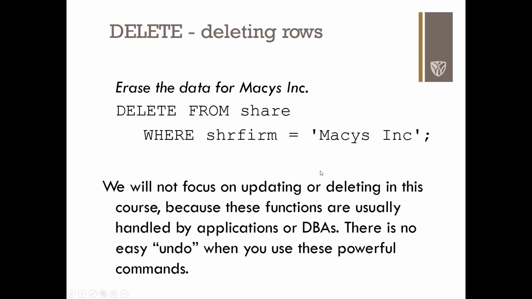Okay, let's assume we want to delete a record from the table. We can use the delete command and basically say delete from share where share firm equals Macy's Inc. Or we could use share code if we wanted to make sure that we were using our unique identifier. We're not going to focus on updating and deleting in this course. Typically, those functions are handled by programs that have been written specifically for handling that, or by database administrators. There's typically no easy way to undo updates and deletes. In this course, we're going to focus primarily on the query function rather than updating and deleting.